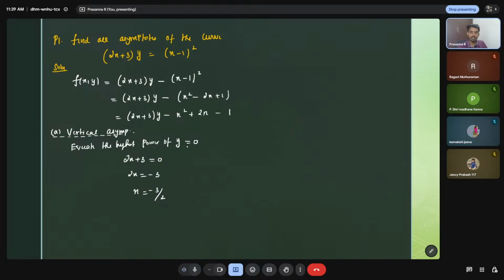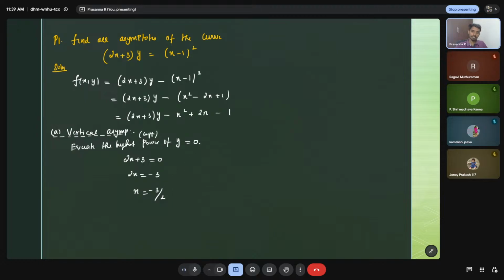Equate the highest power of y to 0. So the highest power of y is 1. Or can I say, equate the coefficient of the highest power of y to be equal to 0. Or I can also say it like that. So equate the highest power of y to be equal to 0. So we will get that coefficient.